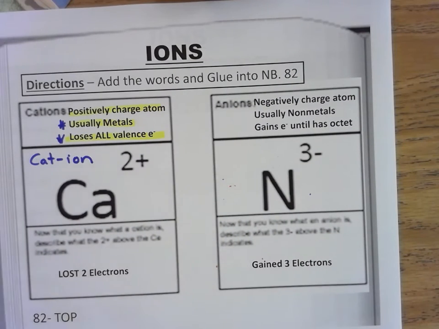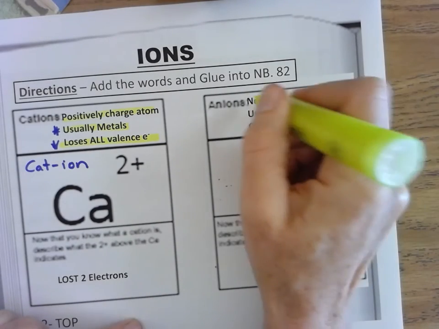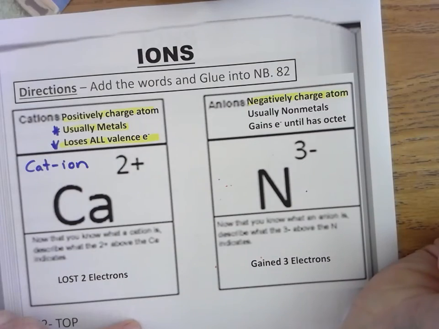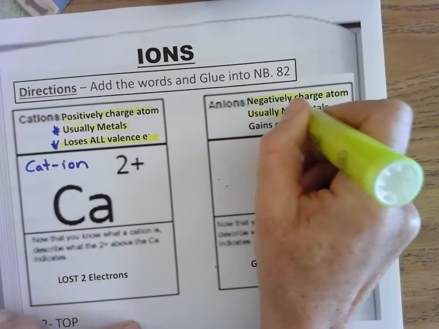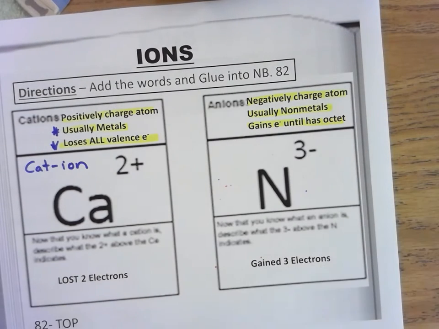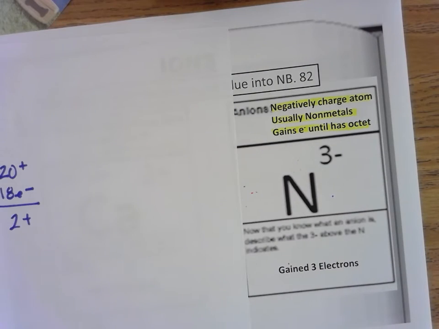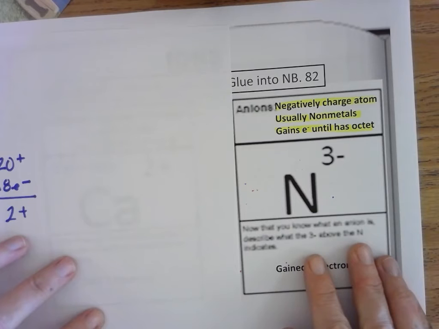Here's nitrogen. Nitrogen is an anion, and anions are negatively charged atoms. They are usually nonmetals, and they're going to gain electrons until they have an octet. We're going to do the same thing with nitrogen and figure out how they got the -3 charge. We're going to walk through the process.